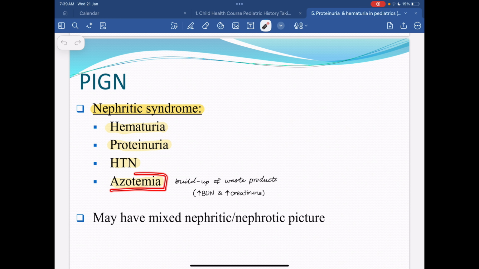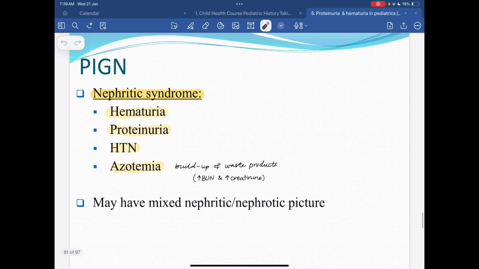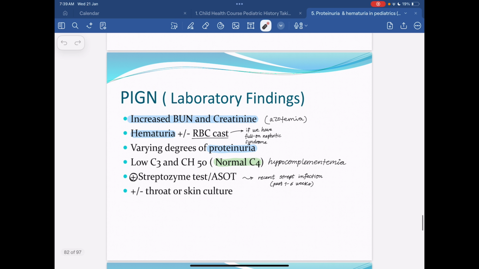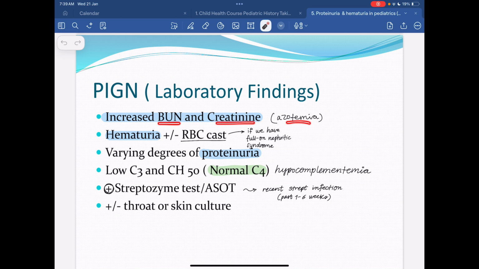عندنا شيء اسمه azotemia. Azotemia is buildup of waste products such as BUN and creatinine. هو اللي قلنا يصير عندنا acute kidney injury بسببه. You may have a mixed nephritic and nephrotic syndrome. أهم شيء هنا نشوف إن في عندنا hypertension و hematuria عشان نقول إنه nephritic syndrome. Our laboratory findings here would be azotemia, so increased BUN and creatinine, and in a hematuria مع RBC casts or not. يعتمد على عندنا full-on nephritic syndrome with AKI ولا لا. فأهم شيء هنا hematuria. Varying degrees of proteinuria, whether it reaches the nephrotic range or not.